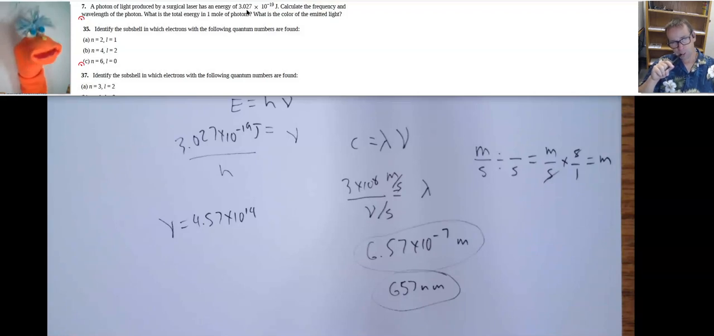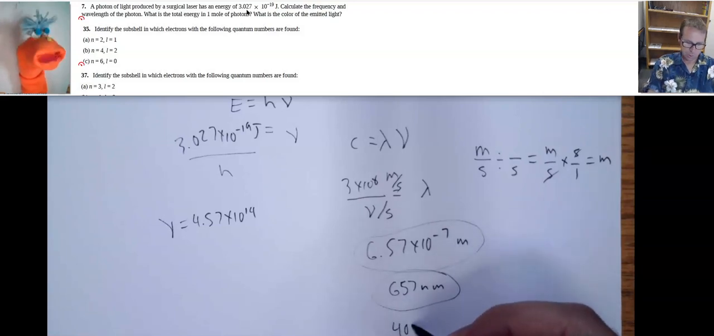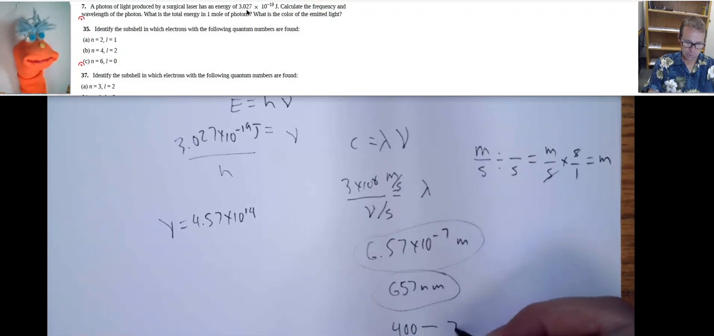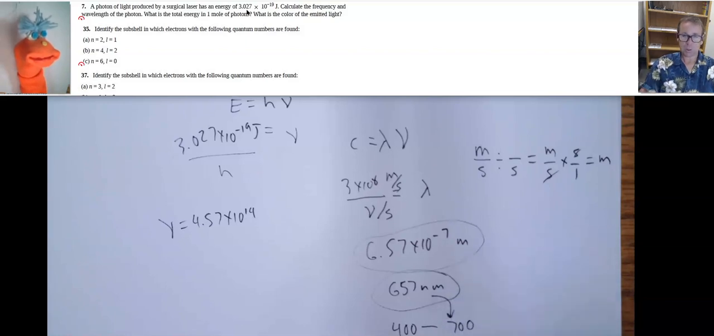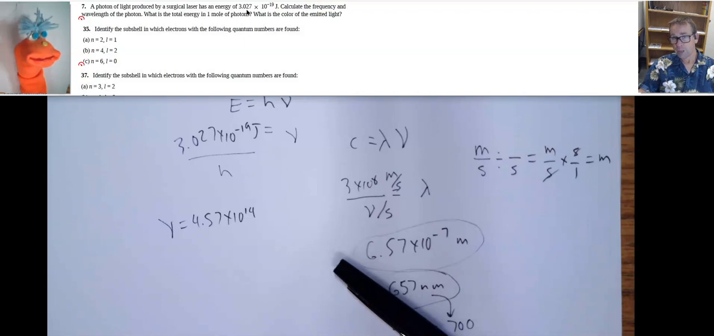Well, 400 to 700 nanometers, that's the visible light. That's right, 400 to 700. And 400 is like the violet, right? Yep, 700 is red. So it's pretty close to red, so it's probably reddish orange, leaning more towards the red side.